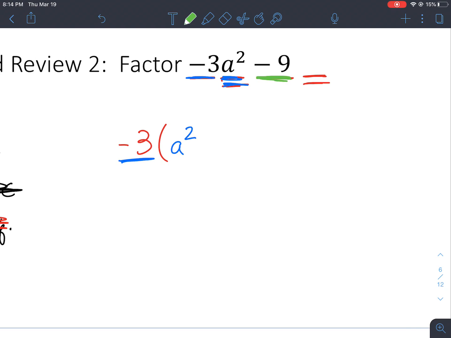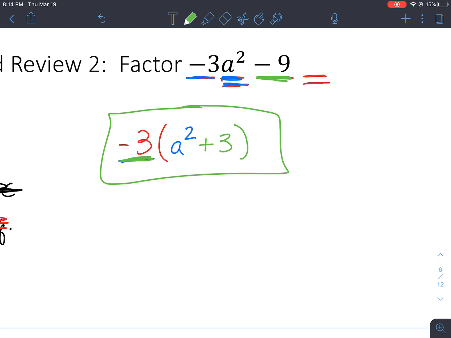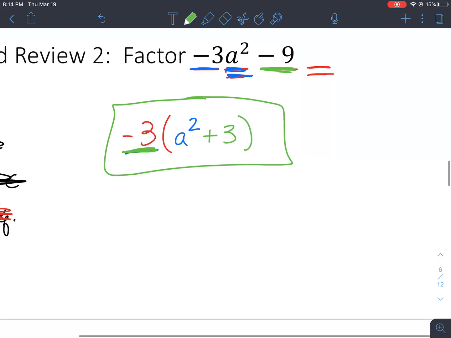After that, we're going to do -9 divided by -3, and a negative divided by a negative comes out to be a positive. 9 divided by 3 is 3. So our final answer comes out to be -3 times a squared plus 3.